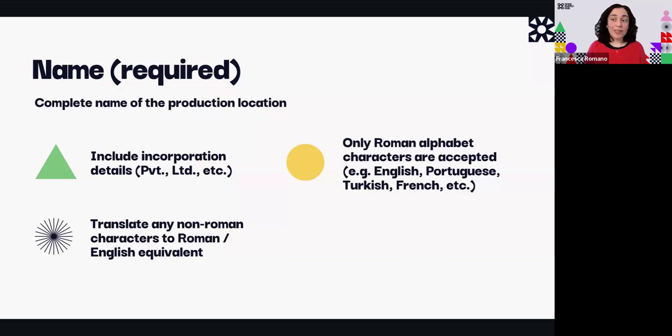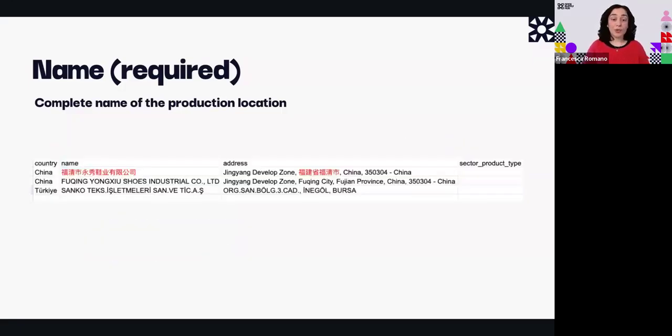The second required data point is the name. This is the name of the production location. So here include incorporation details if you have them. Important point is that only Roman alphabet characters are accepted. So these are, for example, English, Portuguese, Turkish, French, Italian. Any name in non-Roman characters must be translated into Roman or English equivalent. So for example, characters from the Chinese alphabet, Japanese, Arabic must always be converted to the English or Roman alphabet equivalent. This is because the Open Supply Hub platform is not multi-language, so it would not be possible to search using non-Roman alphabet terms. And here you can see an example of what I was just describing.